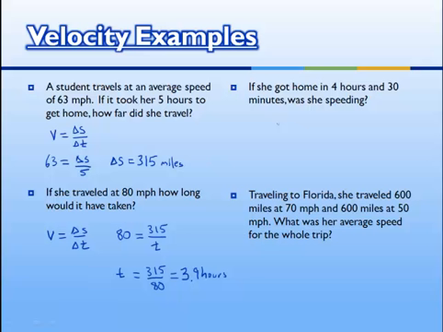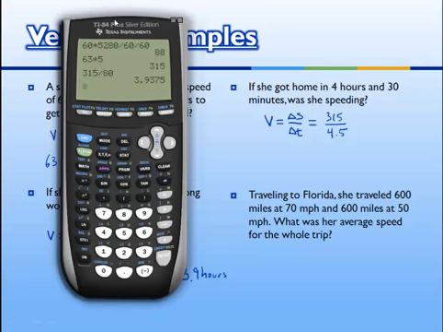In our third example, we want to know if it took her 4 hours and 30 minutes to get home, was she speeding? We can use the same formula again. The average velocity is the distance divided by the time. And in this case, the distance is 315 miles still. And the time is 4.5 hours. 30 minutes is half an hour. And 315 divided by 4.5 is exactly 70 miles per hour.